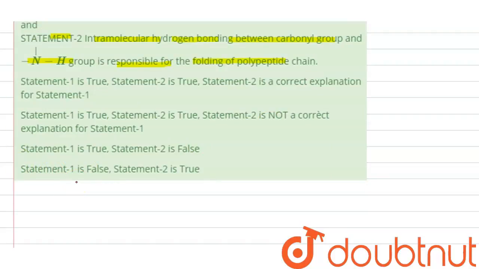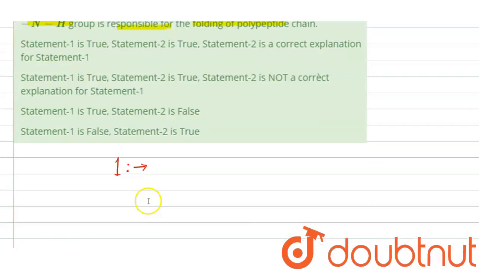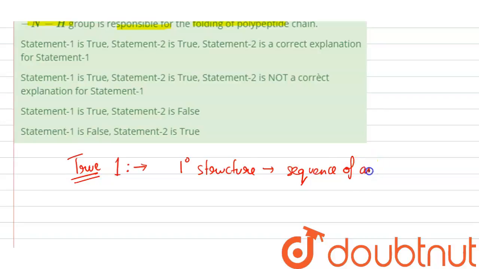Now, in the given question, the first statement says that primary structure, yes, this statement is true. The primary structure of the peptide chain or the polypeptide chain determines the sequence of amino acids. What sequence of amino acids?